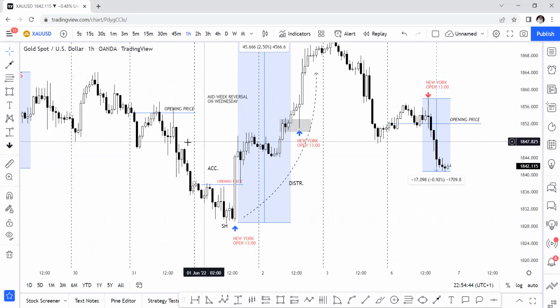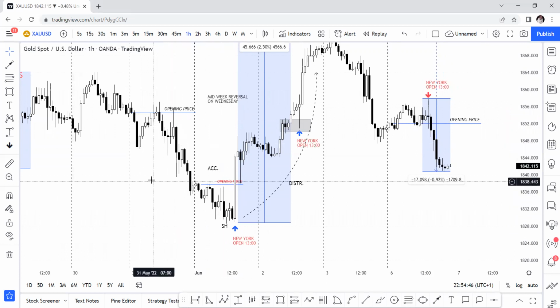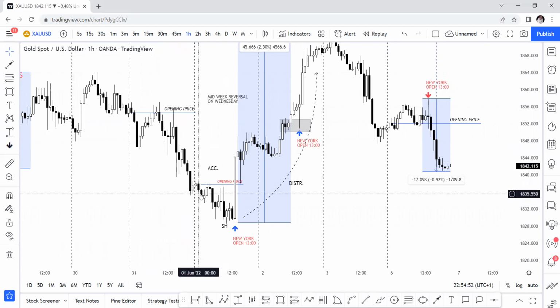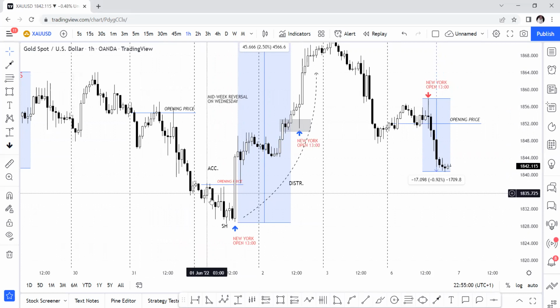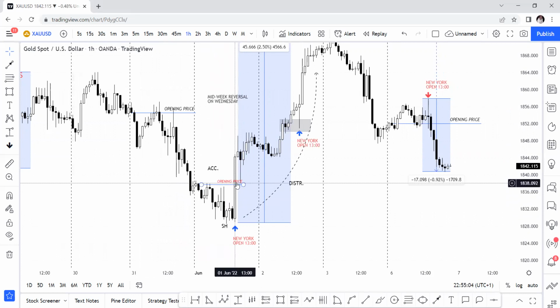Drop, lower high. Price has been in a bearish market structure, right? This is a strong demand because it took out this low. Then we have another supply. Supply took out this low, supply. So that means price was initially below the opening price, right?